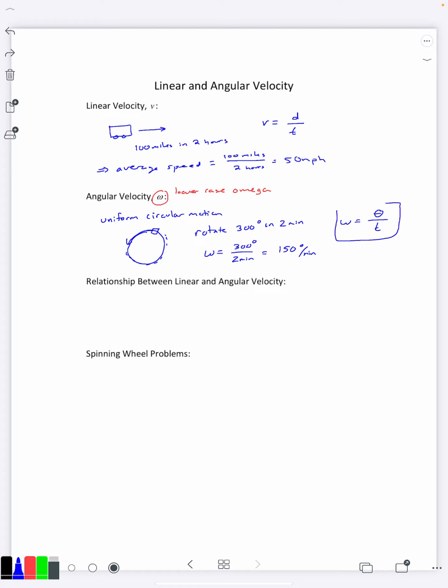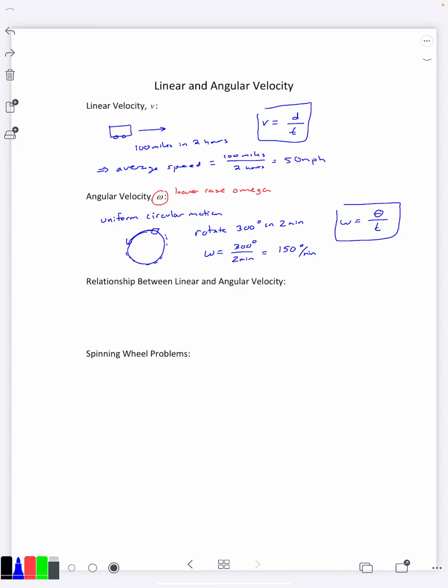So compare these two formulas here. V, the linear velocity, is d divided by t. D is the distance traveled, t is the time. Omega is theta divided by t, where theta is the angle we traveled. And this is how we find our linear velocity and our angular velocity.